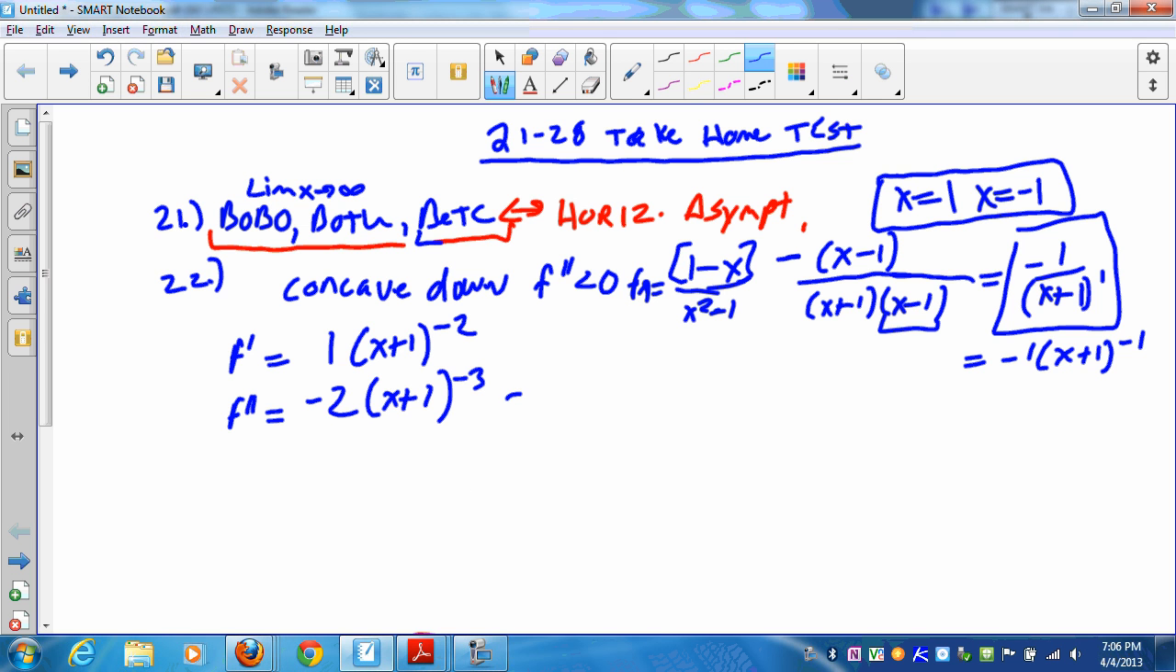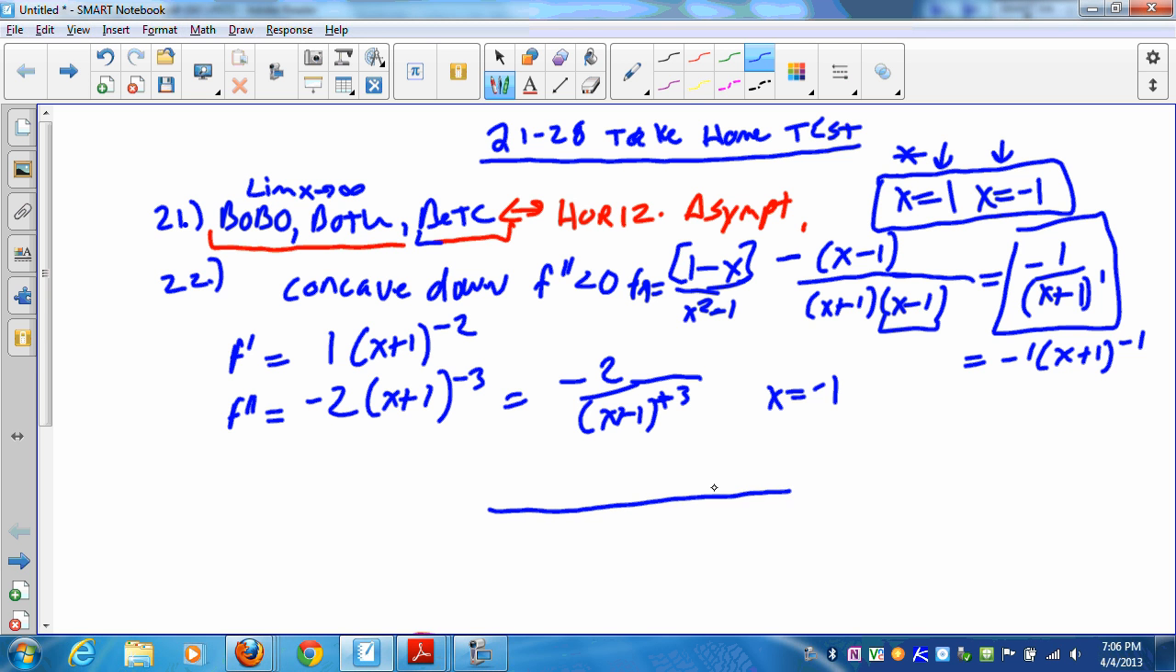And I guess we could rewrite it like this. Oops, that would be a positive 3 since we moved to the bottom. And the only possible point of inflection would be at x equals negative 1. But keep this in mind right here. At x equals 1, the function itself is not defined. So I'm going to go ahead and take a look at positive 1 and negative 1. And this one could be a possible point of inflection. And I want to do it over here because the function itself does not exist.